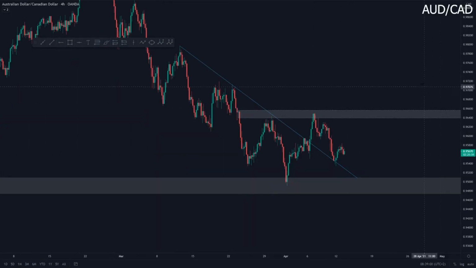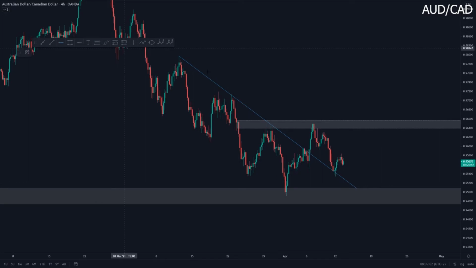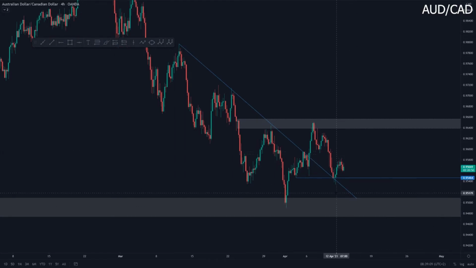And yeah, Aussie Cad has been moving pretty nice since yesterday. As we can see, I talked about Aussie Cad faking out on the low and giving us bullish confirmation over here, after which you could potentially go long. So Aussie Cad, pretty nice.